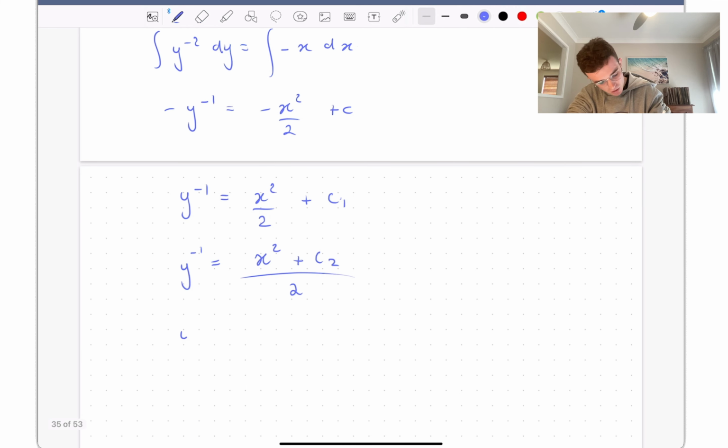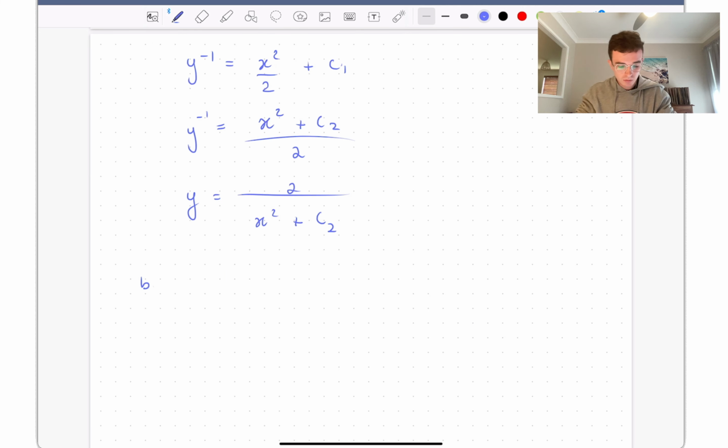And then you could say y, flipping everything over, is 2 on x squared plus c2. You could say x squared plus 2 lots of c1 if you wanted to, but it's just a constant, so it doesn't really matter.